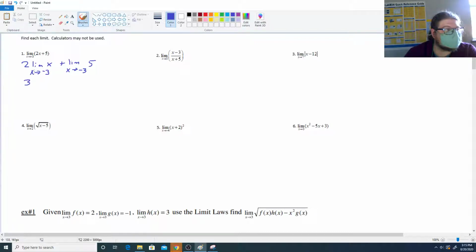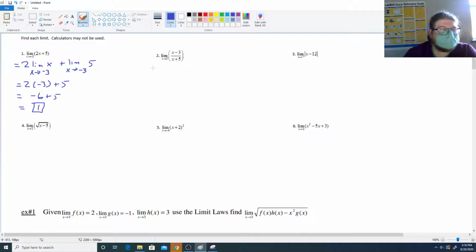Now, the limit as x approaches -3 of x itself is -3. And then the limit as x approaches -3 of a constant 5 is just 5. So this is -6 plus 5, which is 1.